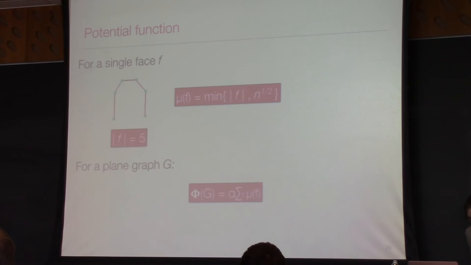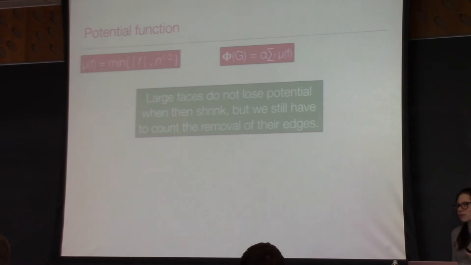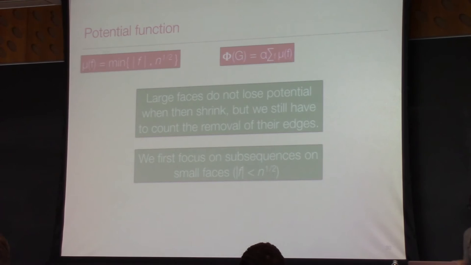So here's the intuition. Large faces, when I say large, I mean larger than square root n, don't really lose potential when they shrink because we've capped their potential at square root n. But we still have to count the removal of their edges. So what we're going to look at first is breaking our sequences, these edge sequences, into subsequences only on small faces. So I'll show you an example here.